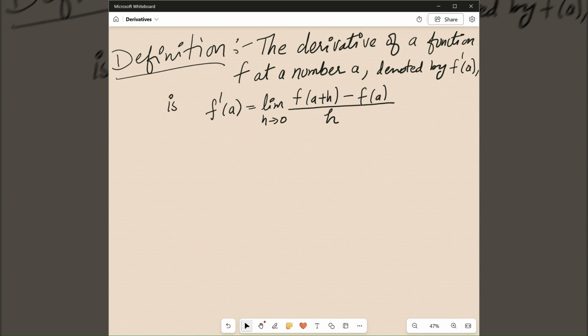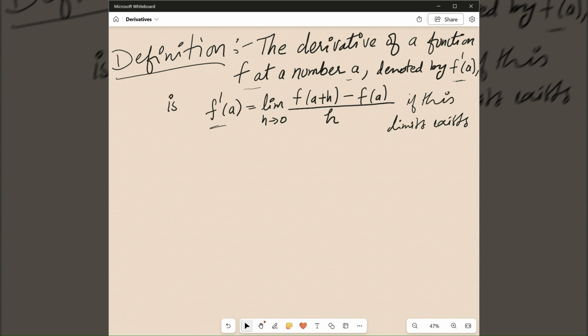Alrighty, so the definition of the derivative: the derivative of a function f at a number a, denoted by f prime of a, is equal to the limit as h approaches 0 of f of a plus h minus f of a, divided by h, if this limit exists. And all this really means is change in y over change in x, but as the distance shrinks to 0.